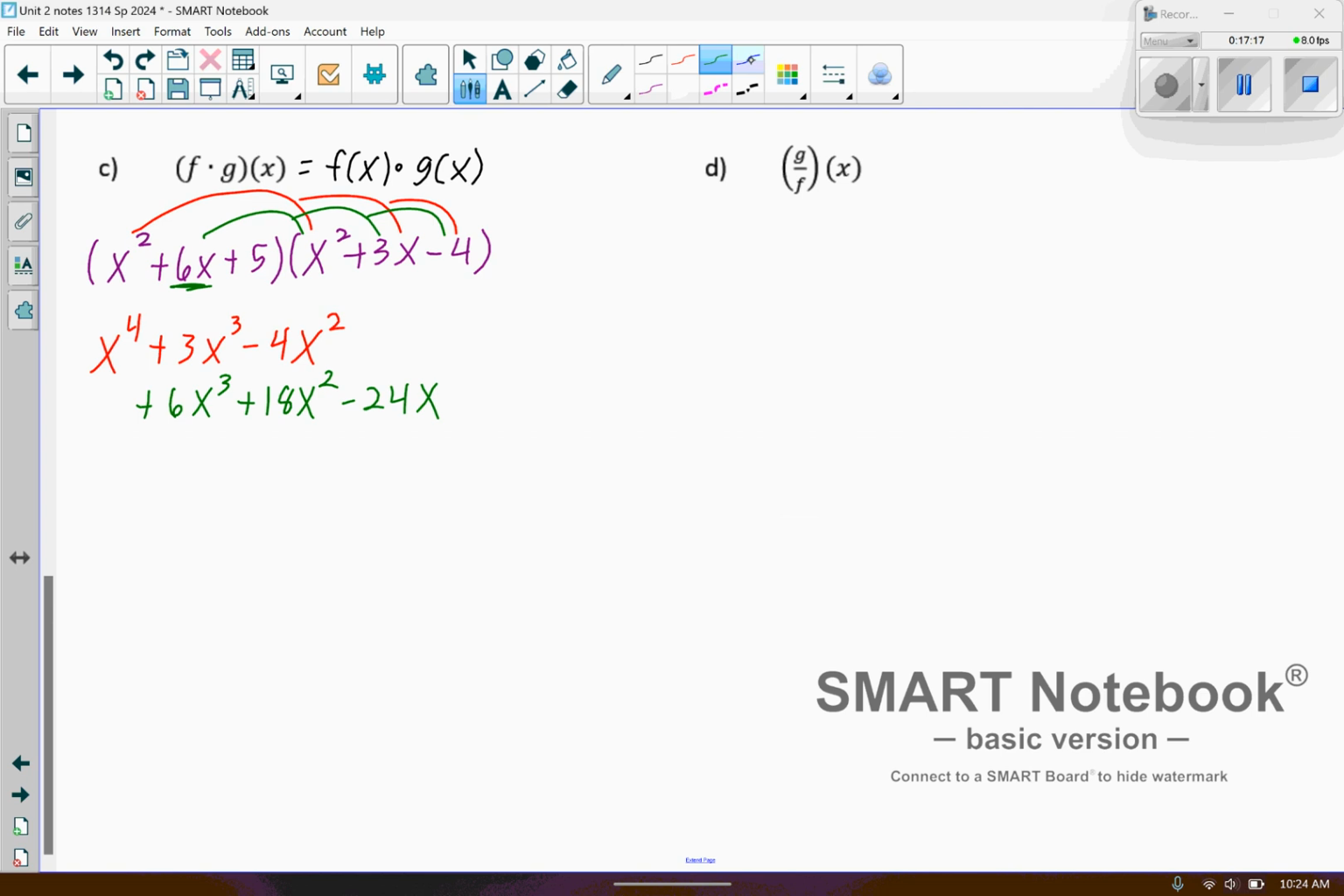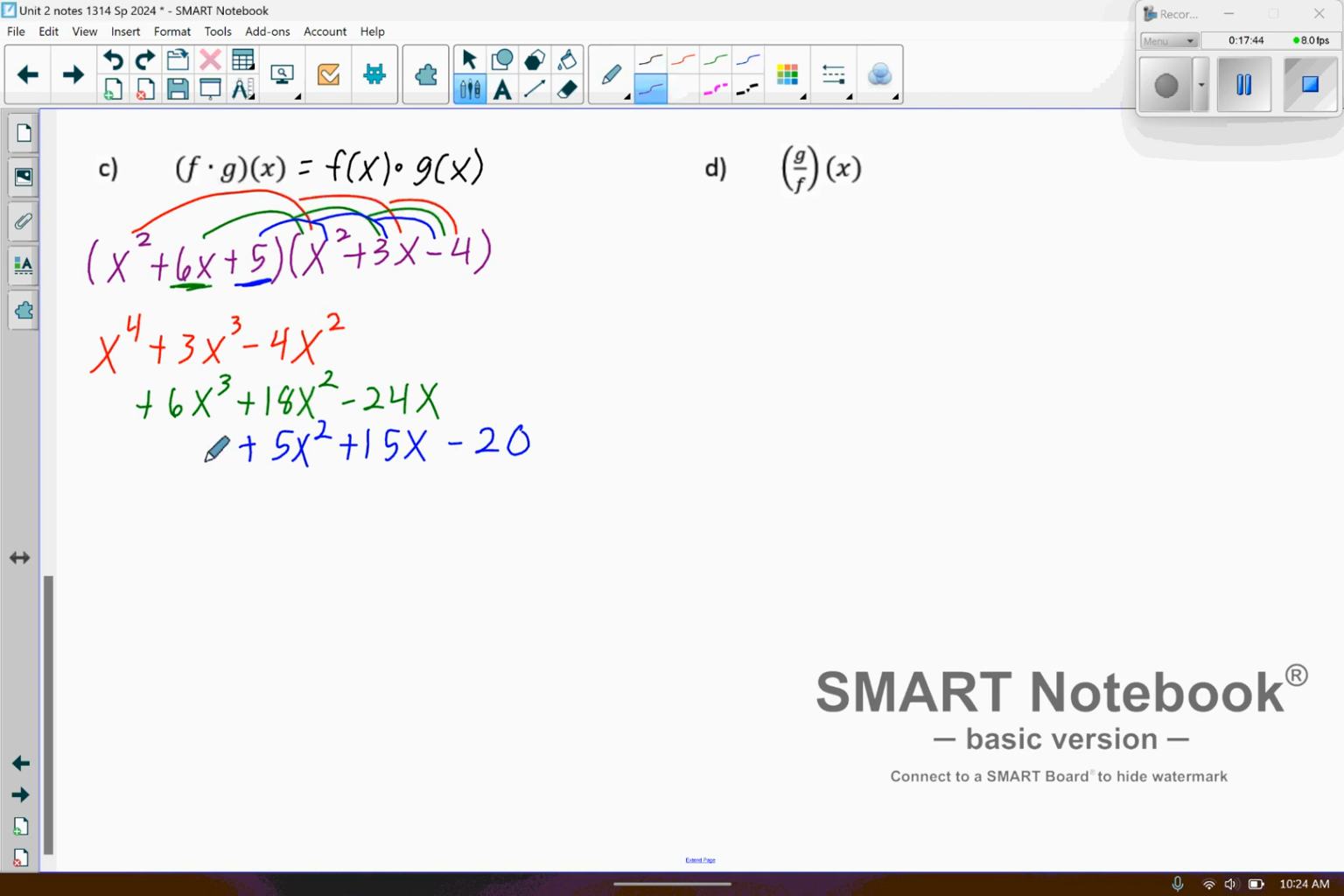All right, then last I have to multiply them all by 5. So 5 times x squared is 5x squared, so that's positive 5x squared. So I've actually got 3 in this column. Then 5 times 3x is 15x, so plus 15x. And then 5 times a negative 4 is going to be a minus 20.